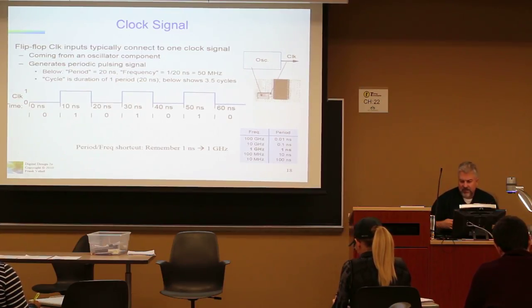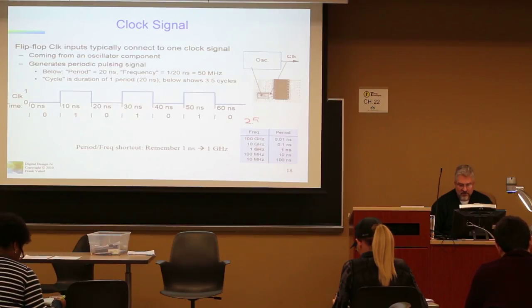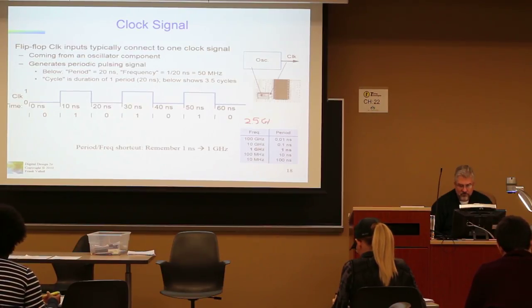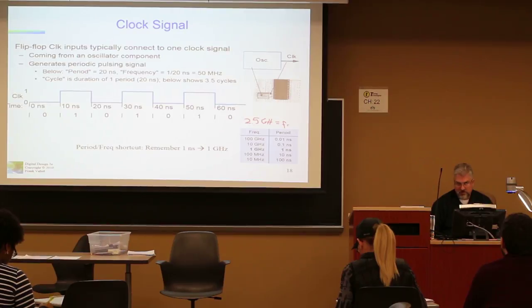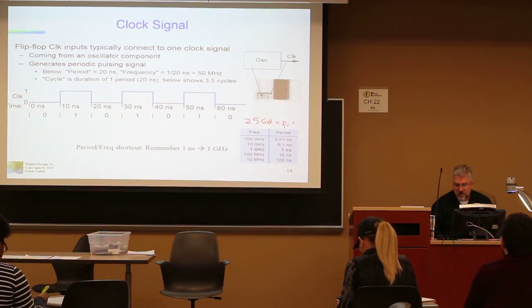I'll take a relatively easy one. If we have a frequency of 2.5 gigahertz, what is our period? So how's your math? I think it's going to turn out to be 0.4 nanoseconds, correct?